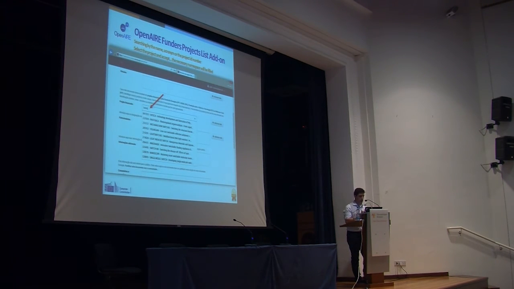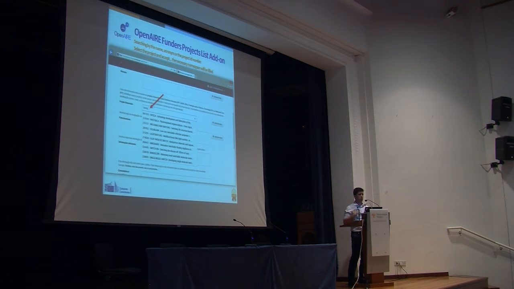I think this one is more interesting. This one is the OpenAIRE Funders project list. So how does it work? This project has been integrating the information for all those cases I showed you before: the FP7, Wellcome Trust, Horizon 2020, and currently, among others, also, for example, in the Portuguese case, the national Portuguese funded projects.